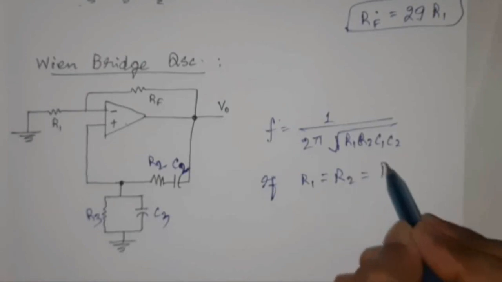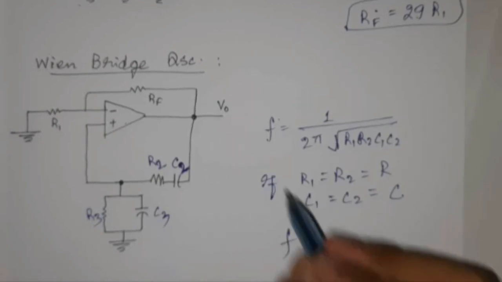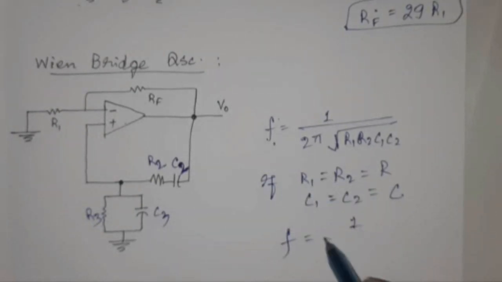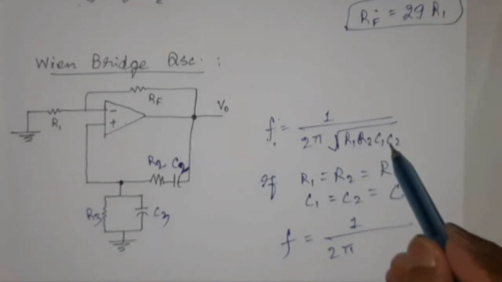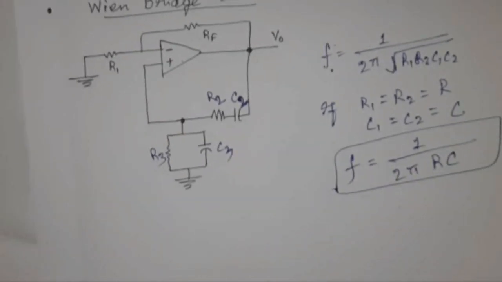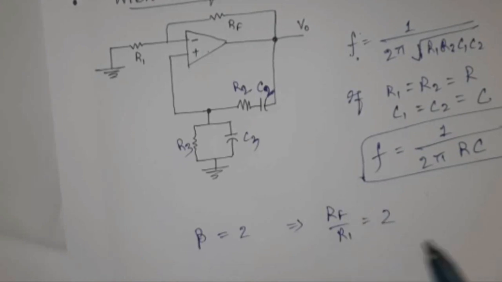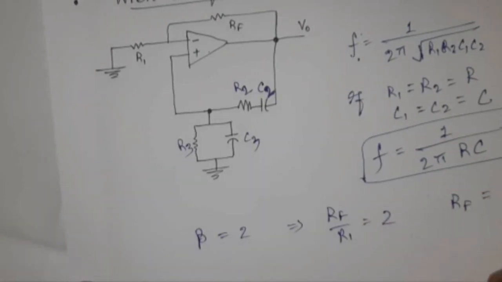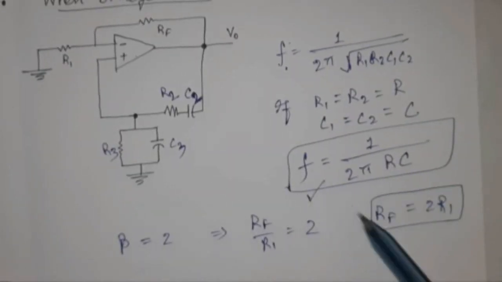If R1 equals R2 equals R and C1 equals C2 equals C, then this frequency would become 1 by 2 pi under root of R1 R2, which is R square, and C1 C2, which is C square, so RC. F is equal to 1 by 2 pi RC. Here beta is equal to 2, which makes RF by R1 equal to 2, and hence RF is equal to 2R1. So these are the values you should know for the Wien bridge oscillator.